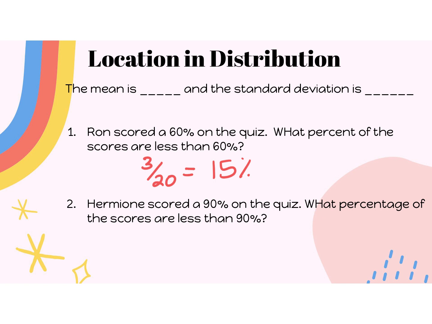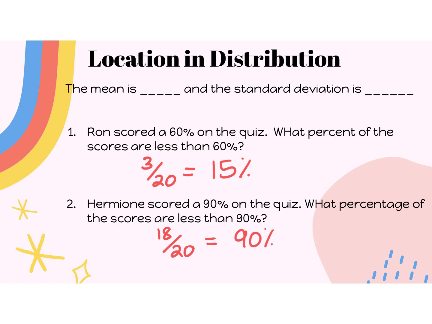And then try that same thing for Hermione. Hermione scored a 90% on the quiz. What percent of the scores are less than 90%? Go ahead and pause this and try the problem. Okay, you should have seen that 18 people scored less than 90. So 18 out of that 20 is going to give us a 90%.